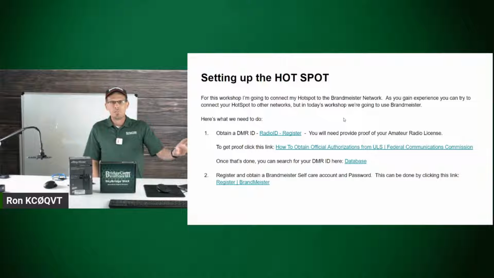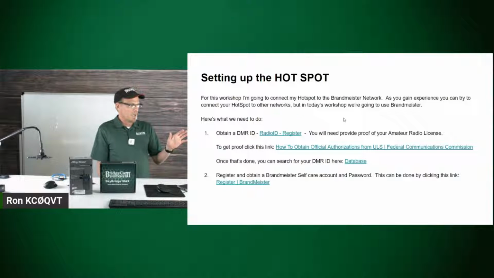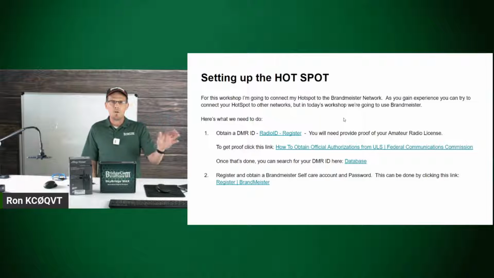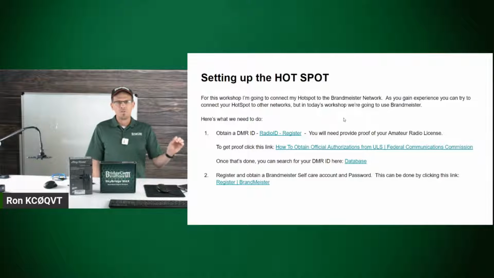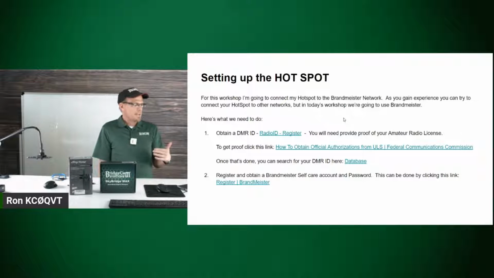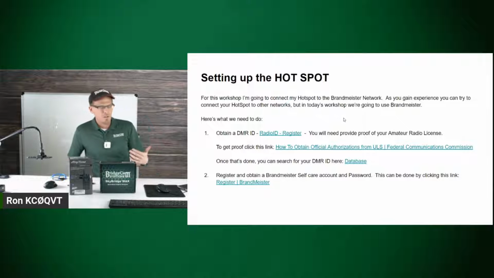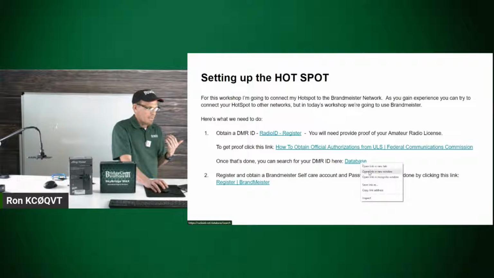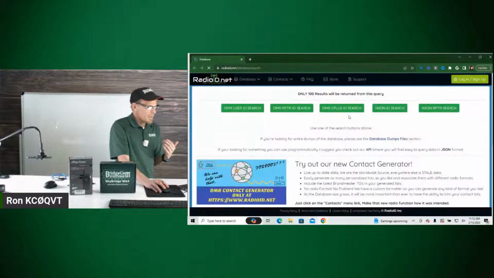Now, I've already registered mine. I've been registered for quite a while, so that's all been done. And I showed you on this link how to get proof that you have an FCC amateur radio license. I'm trying to make that easier. Once that's done, we can search the database and find your number. That's what I'm going to do real quick. I'm going to show you how to search the database.